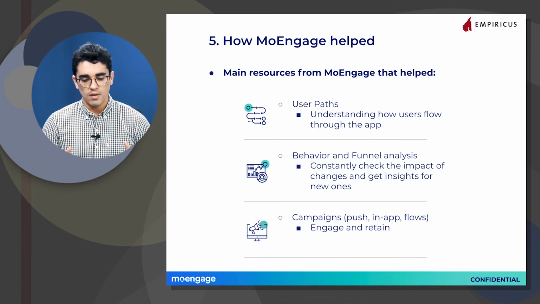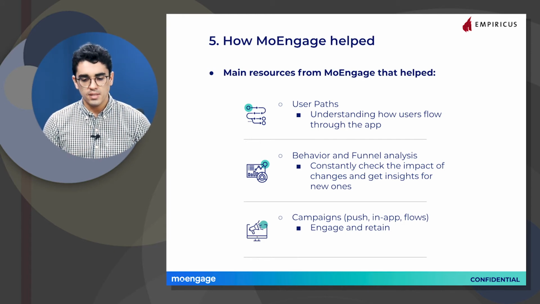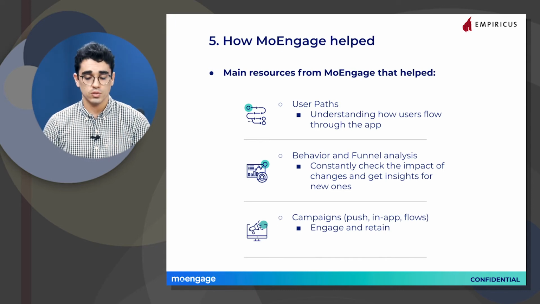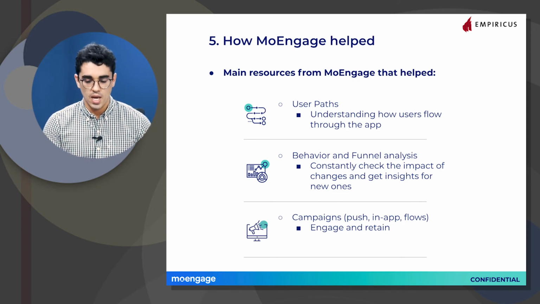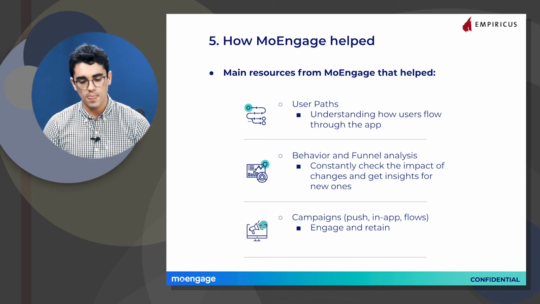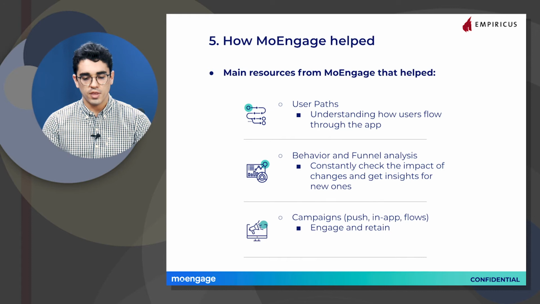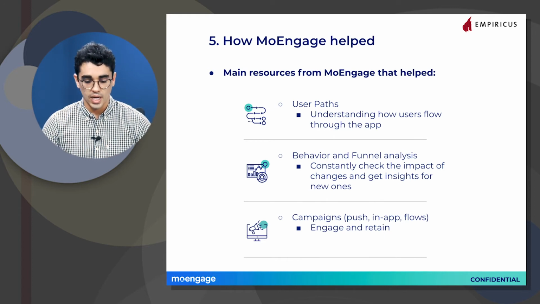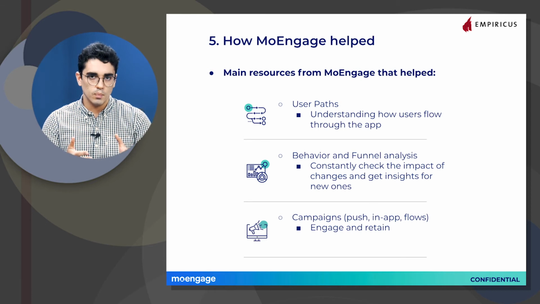Just to give you a hint of what helped us by using MoEngage, there were three basic things. The first one was to look at user paths, to see exactly how users were flowing through the app. Then we combined that with funnel analysis and behavior analysis to get an overview of the raw data. And we use campaigns a lot. This is the third topic, because we not only change things in the app and let users flow organically, we also promote some of the flow. We use pushes, in-app messages, and flows to drive users to the places we think are the most interesting.